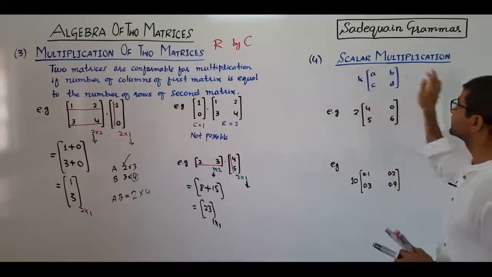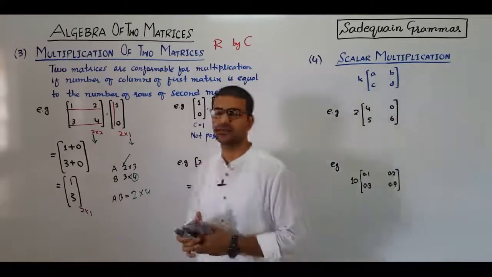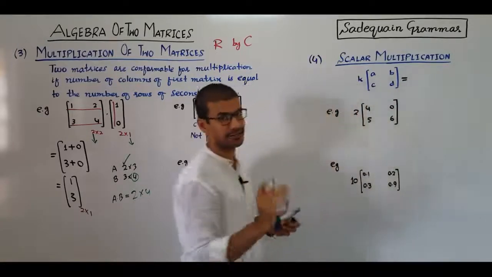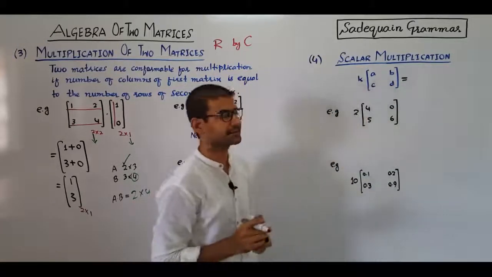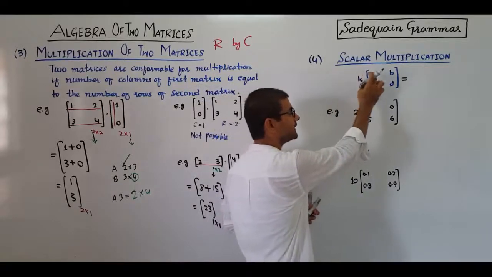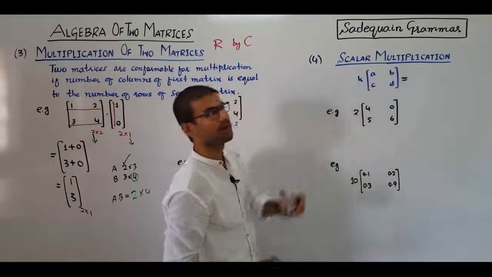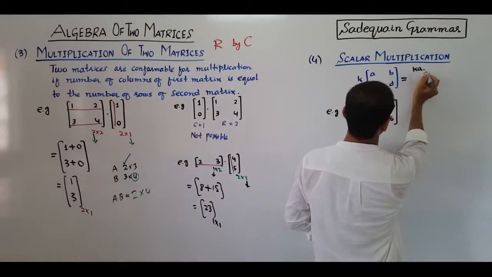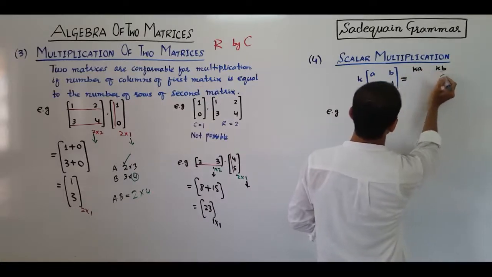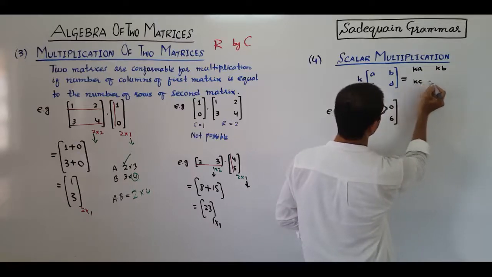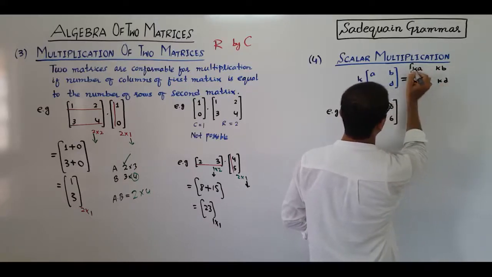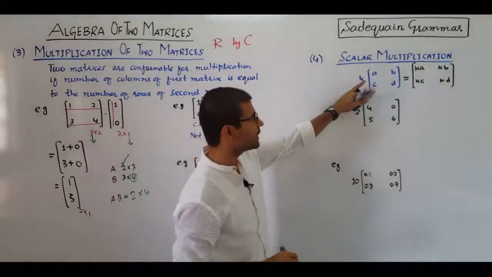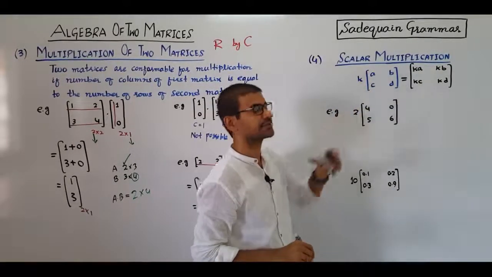Now next thing is, students, scalar multiplication. What is scalar multiplication, students? In scalar multiplication we have a scalar multiplied by a matrix. Then we have to multiply each element of the matrix by the constant, by the scalar. K multiplied by A, first element, K multiplied by B, second element, K multiplied by C, K multiplied by D. Just multiply each entry of the matrix by the constant, by the scalar.